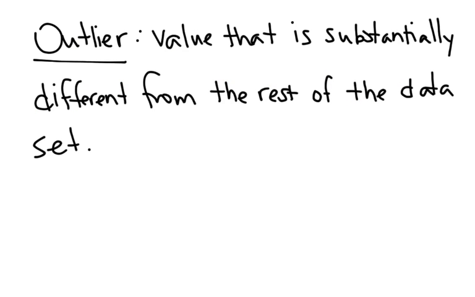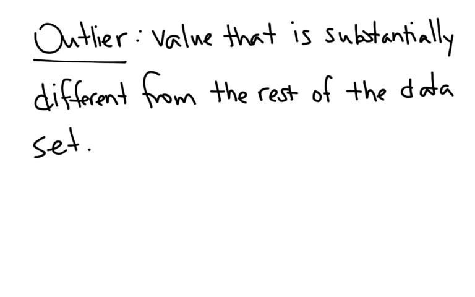Sometimes in a set of data, we get something called an outlier. An outlier is a value that is substantially different from the rest of the data set. When you arrange the data in order, the outliers will often occur at one of the ends, at either the left or the right-hand side of the set of data.